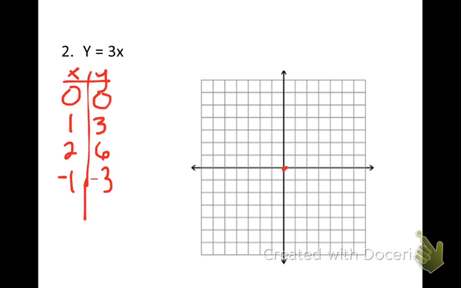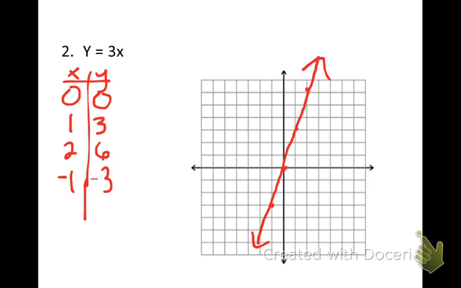0, 0 is the origin. Go right 1, up 3. Right 2, up 6. Maybe it'll make my point. There we go. And left 1, down 3. And again, they do all form a straight line, so we're looking good. Draw our line through there.